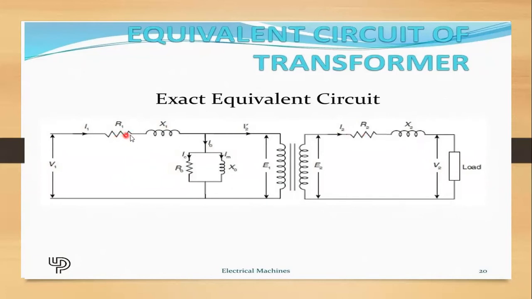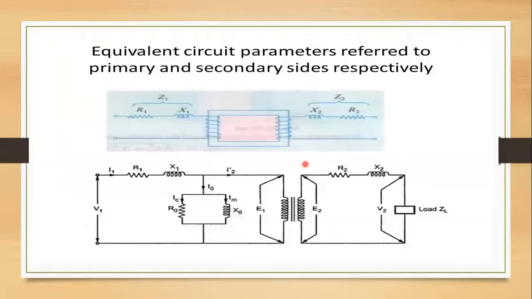Here, R naught and X naught are called the shunt branch parameters, connected in parallel to the transformer winding. R1 and X1 are connected in series with the primary winding of the transformer. R2 and X2 are connected in series with the secondary winding of the transformer. Okay, this is called the exact equivalent circuit of the transformer. Understood?